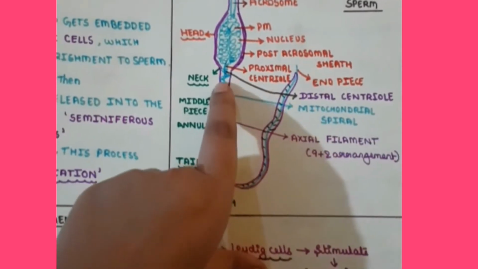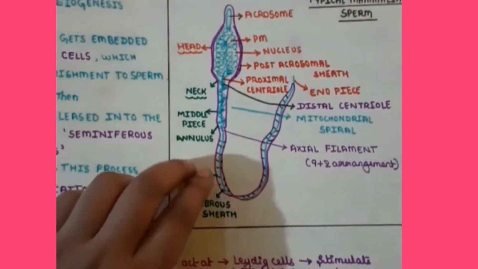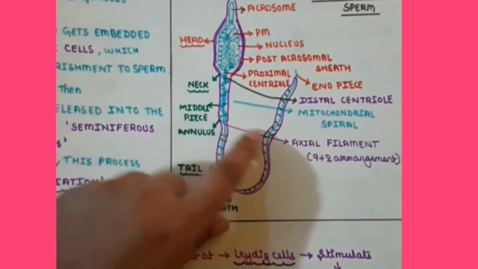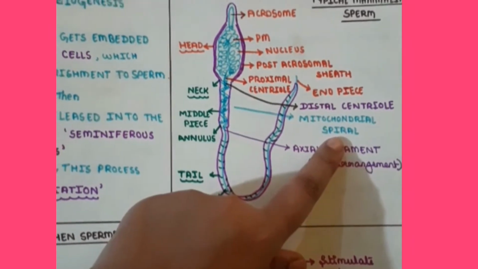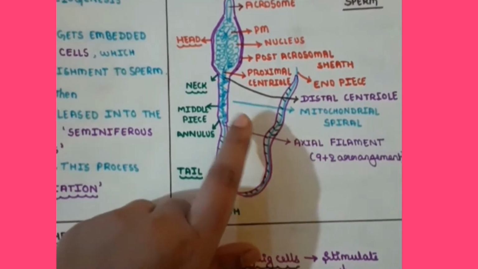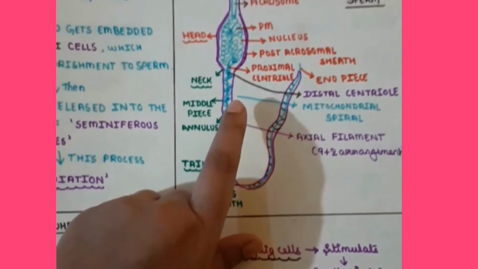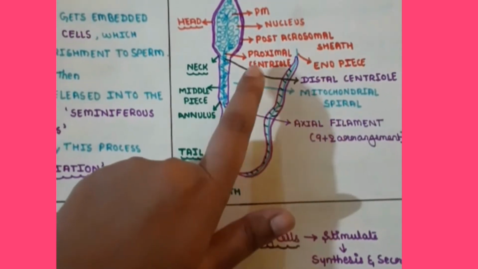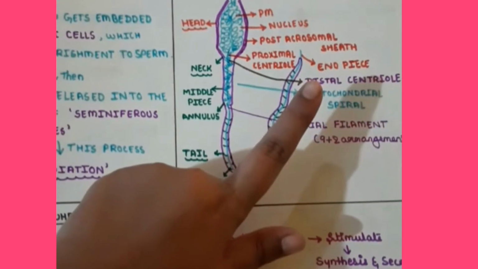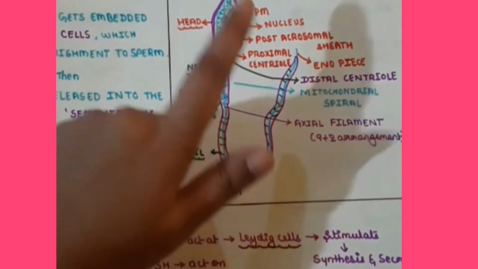The middle piece of the human sperm mainly contains the mitochondria. Here you can see the mitochondrial spiral is present, and it also has an axial filament. You can see the axial filament is also present, and hence this mitochondria will provide the energy for the sperm to move.